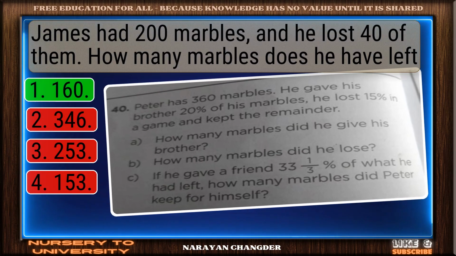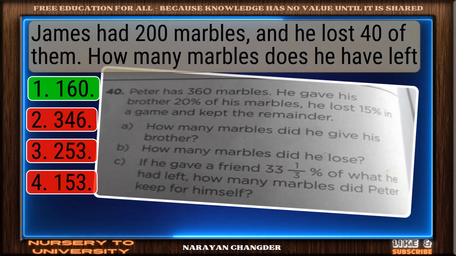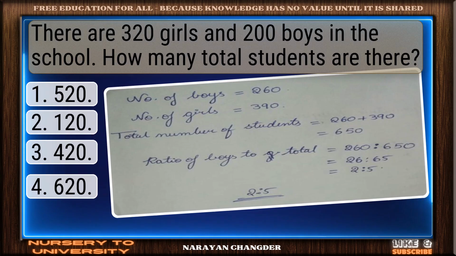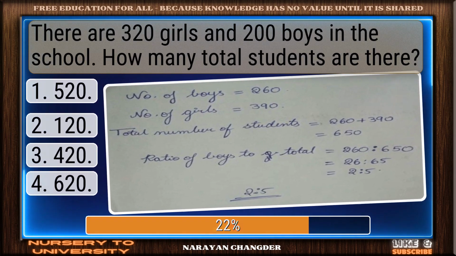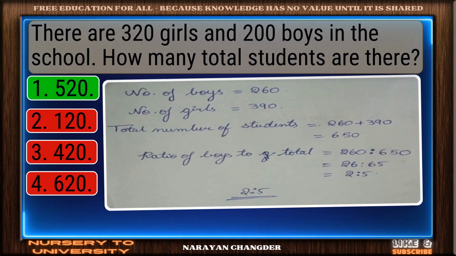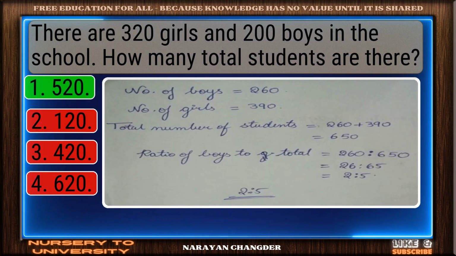Sharp thinking. 160 is the right choice. There are 320 girls and 200 boys in the school. How many total students are there? Good job, your answer 520 works well here.